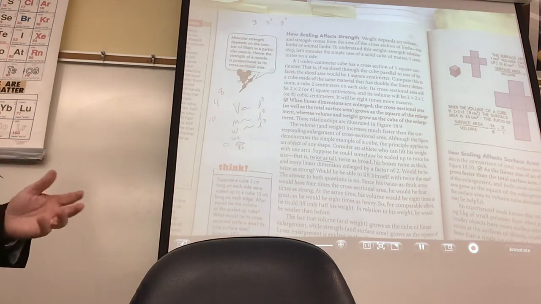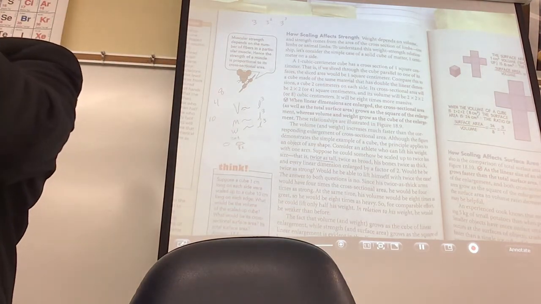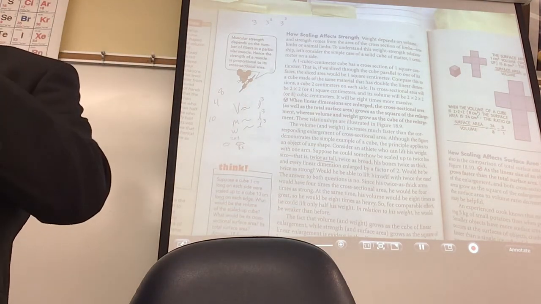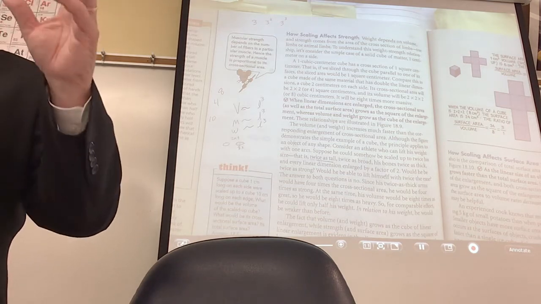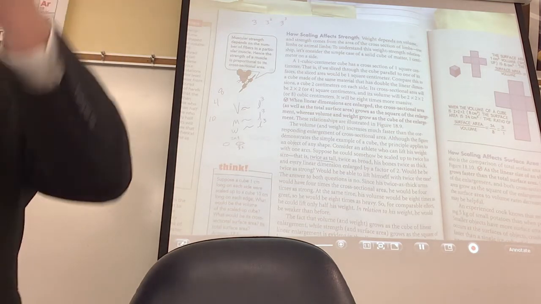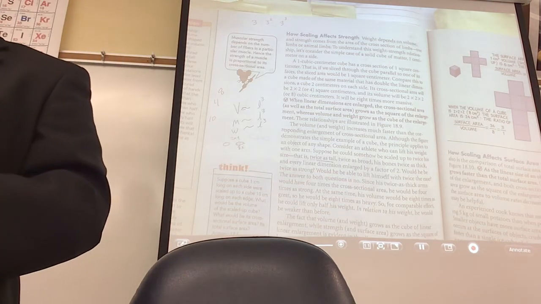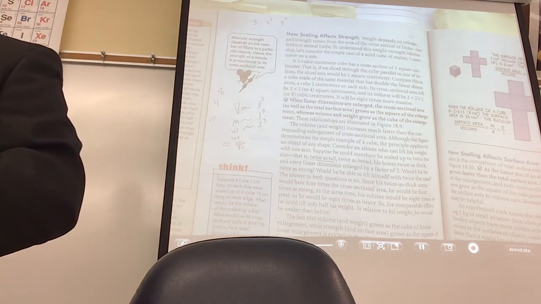You can't have a big ant or a big King Kong. You can't do that because their bones are getting stronger as you scale them up, but their weight, and you're right, the 3-dimensional world gets bigger faster than the 2-dimensional world. You cannot keep up with it.